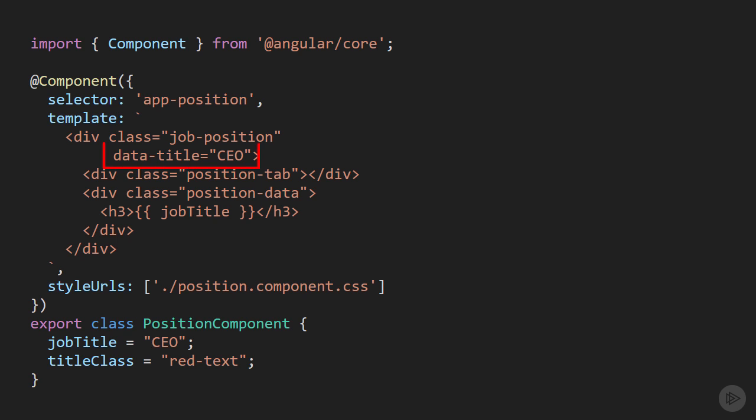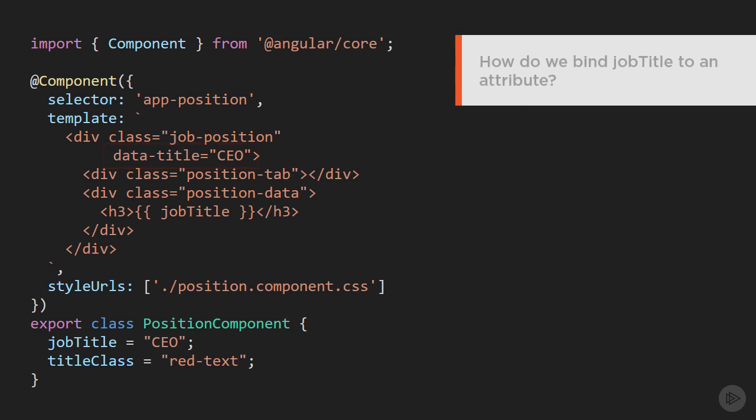In this example, I'm using a data-attribute, data-title, setting it to CEO. And this could have come from some legacy code or maybe some third-party component that uses data-attributes. But the key thing is that we want to bind to this attribute, data-title. But if we put data-title in square brackets, that would try to find a property called data-title. So how do we bind the job title property to an attribute, specifically this data-title attribute?